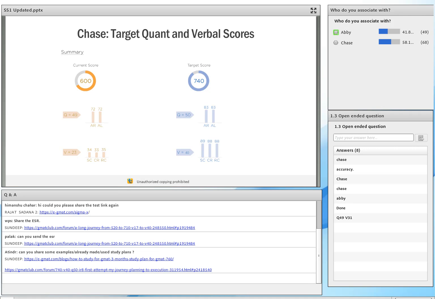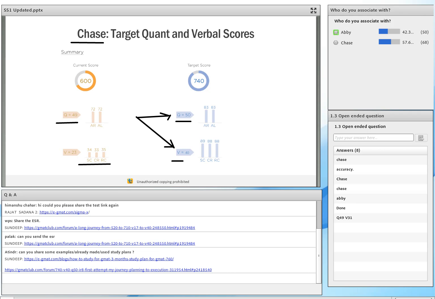Okay, now let's talk about Chase. Chase starts at a Q49. The planner says he needs to get to a Q50, which is not a super high jump. Similarly, on verbal, the planner says he needs to get to a V40. There's no other way. When you get to a Q50, there isn't a whole lot of headroom to improve on quant, so you have to get that improvement from verbal.